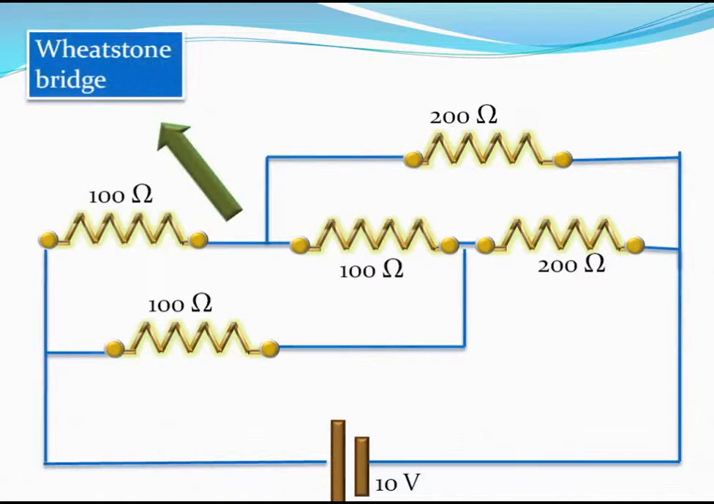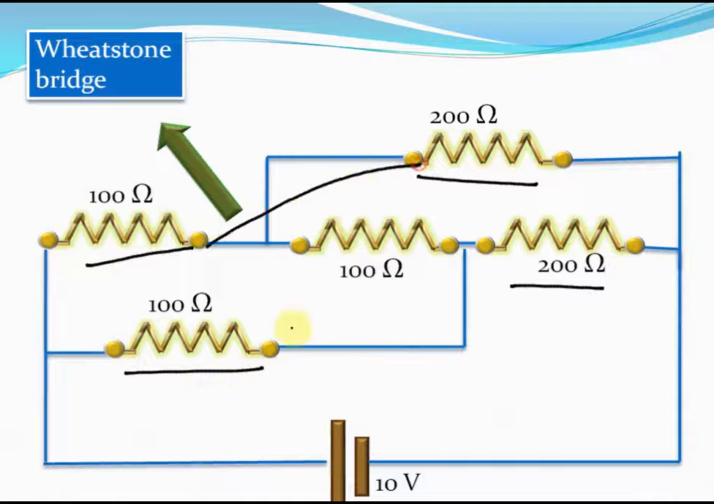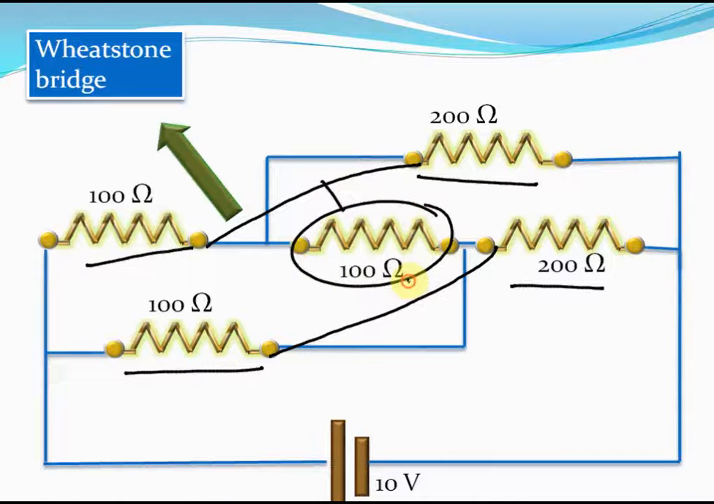A Wheatstone bridge. If you look carefully, you will see this is the 100 ohm resistance, this is a 200 ohm resistance, this is a 200 ohm resistance, and this is a 100 ohm resistance. If you join these two resistances like this, don't you see a Wheatstone bridge forming with this 100 ohm resistance as the middle resistance? Observe carefully. Can you detect the Wheatstone bridge?